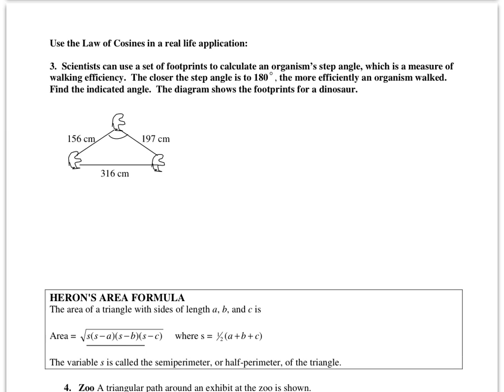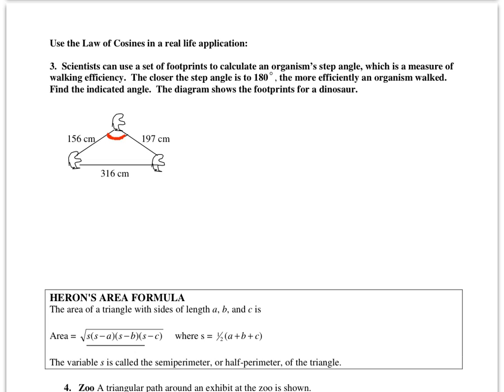Okay, so on this side it says use the law of cosines in a real-life application. Scientists can use a set of footprints to calculate an organism's step angle, which is a measure of walking efficiency. The closer the step angle is to 180 degrees, the more efficiently an organism walked. Find the indicated angle. The diagram shows the footprints for a dinosaur. So here's the angle that we're trying to find, and we know all three of the sides. So this is really just like the other problems we did. It's actually a little easier because we've got a little less to do. We're not solving for everything.